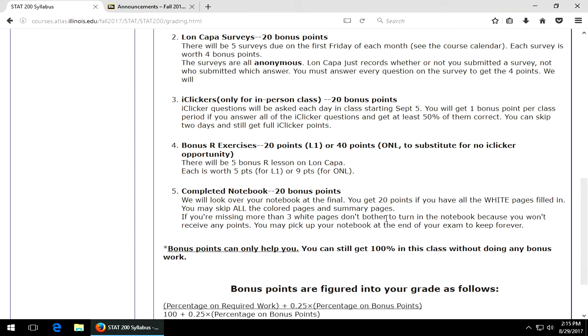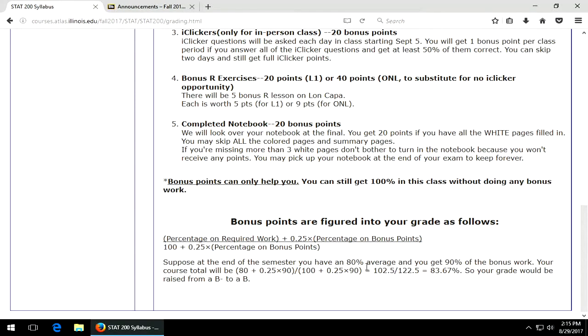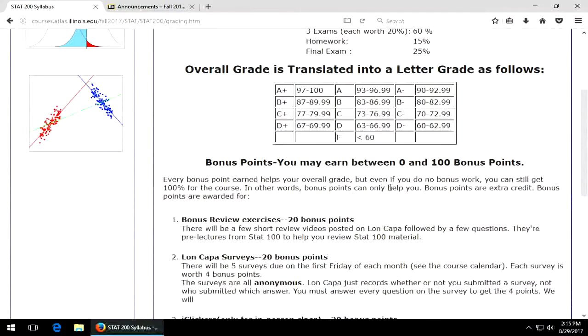Okay, so that's the grading. How do the bonuses figure into your grade? Well, they can only help you. In other words, you can get 100% without doing a single bonus assignment. A single one. You don't have to attend class. You don't do any of these things.